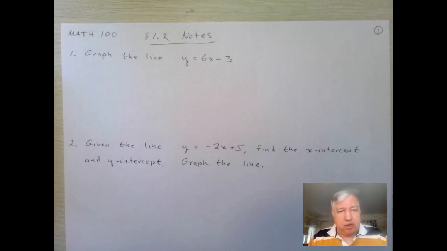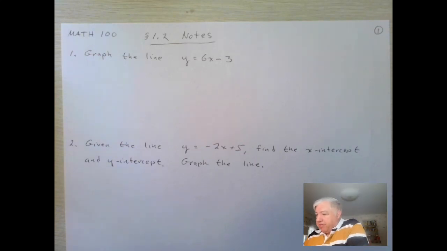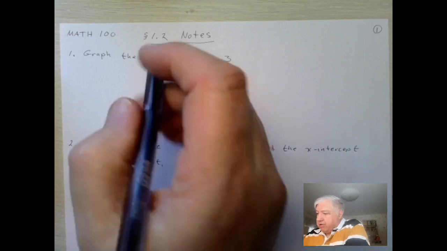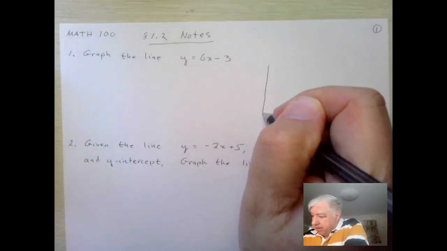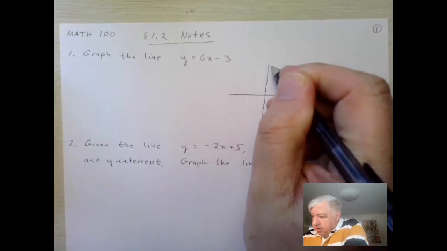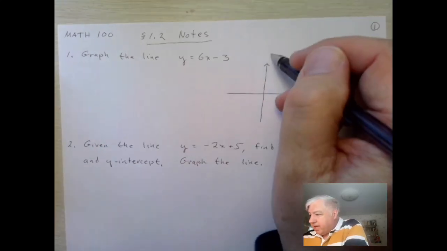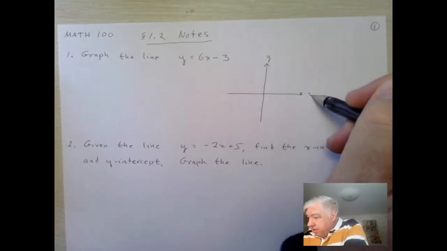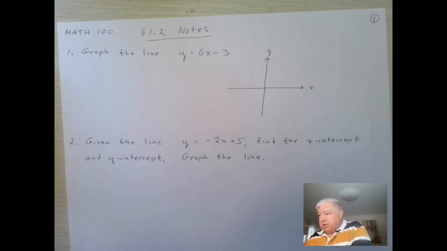For the first example here in section 1.2, this section is really going to be about lines and linear functions. So what we'd like to do is graph the line given by the equation y equals 6x minus 3. And remember, a line really is going to correspond to a set of points in this xy plane, which we sometimes call the Cartesian plane.